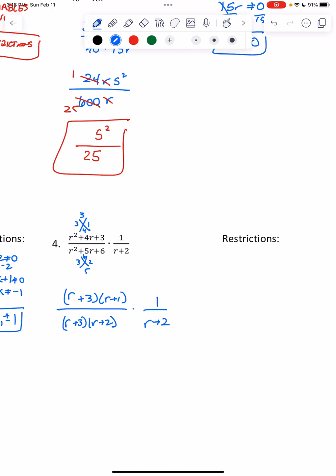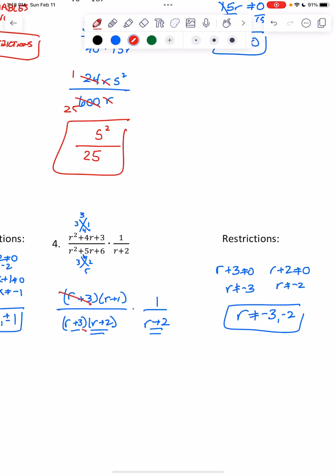So restrictions, r plus 3 cannot be 0, r plus 2 cannot be 0, and those guys are the same thing, right? So we don't need to put it twice, so just these two to worry about. So subtract 3, subtract 2, so r cannot be negative 3 or negative 2, okay? And then if we look to cancel vertically, we can get rid of those. And then diagonally, nothing, right?